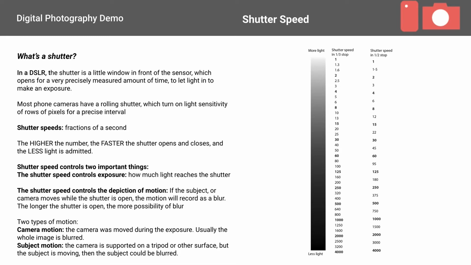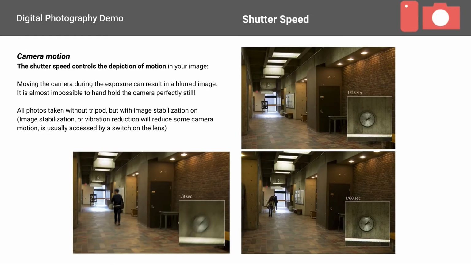The other thing to keep in mind is camera motion. And it's really impossible for you to hold your camera perfectly still unless you have it on a tripod. So shutter speed is something to keep in mind when you're hand holding the camera. So we'll look at some examples of both of these.